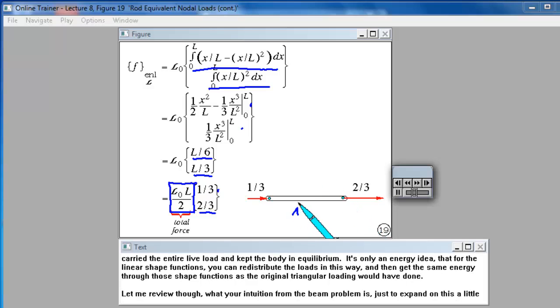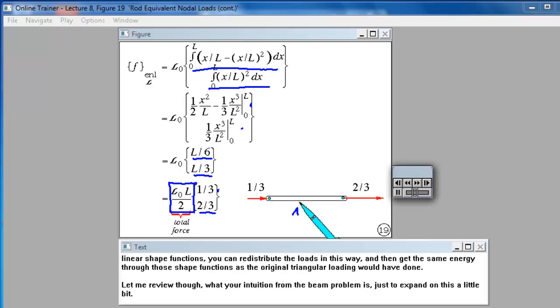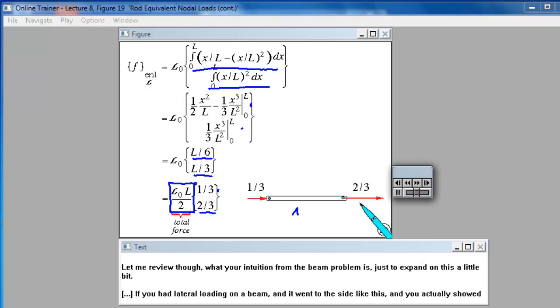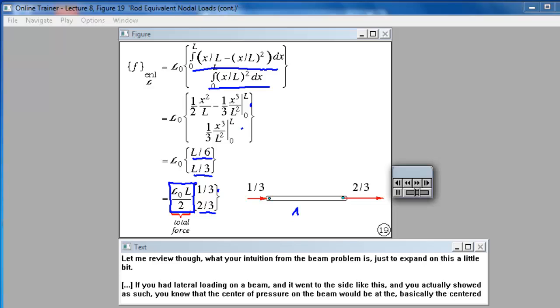This is a statically indeterminate problem, and either node could have carried the entire live load and kept the body in equilibrium. It's only an energy idea that for the linear shape functions, you can redistribute the loads in this way and then get the same energy through those shape functions as the original triangular loading would have done.